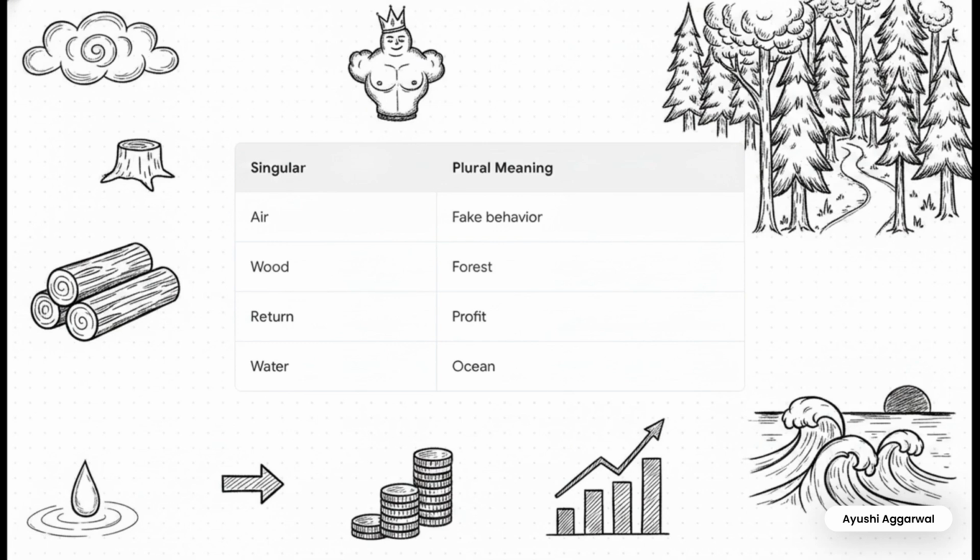Air means the wind, right? But airs means fake behavior or arrogance. Wood is timber, but woods means a forest. Return means to come back, but returns means your taxes or profits. And water is obviously pani, but waters means the ocean or sea. This is the ultimate exam trap, so please keep these in mind.